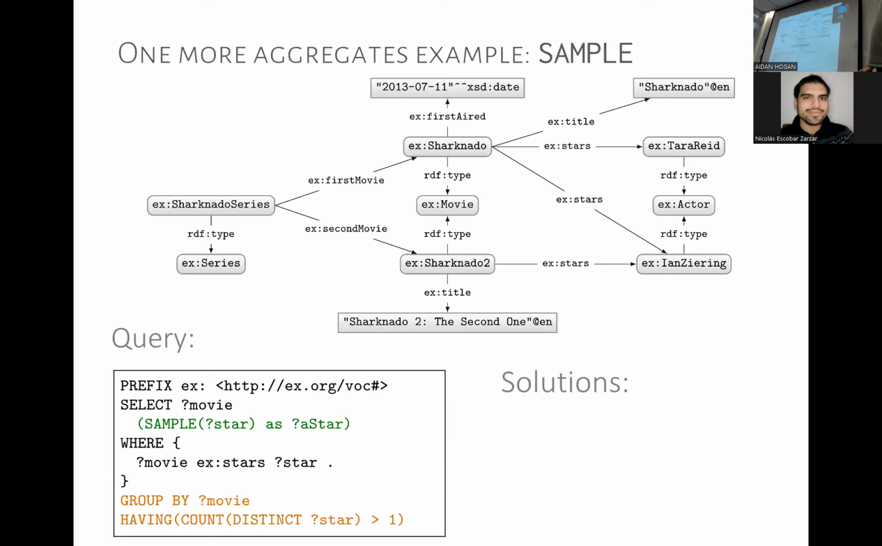So in this case, maybe just to look at one other example aside from count, we have sample, and we're saying for each movie, what we'd like to do is group the movie and take some star as a sample. Yeah, just take an example star for each movie. So we're only going to have one result per movie. And then we add having count distinct star greater than 1.